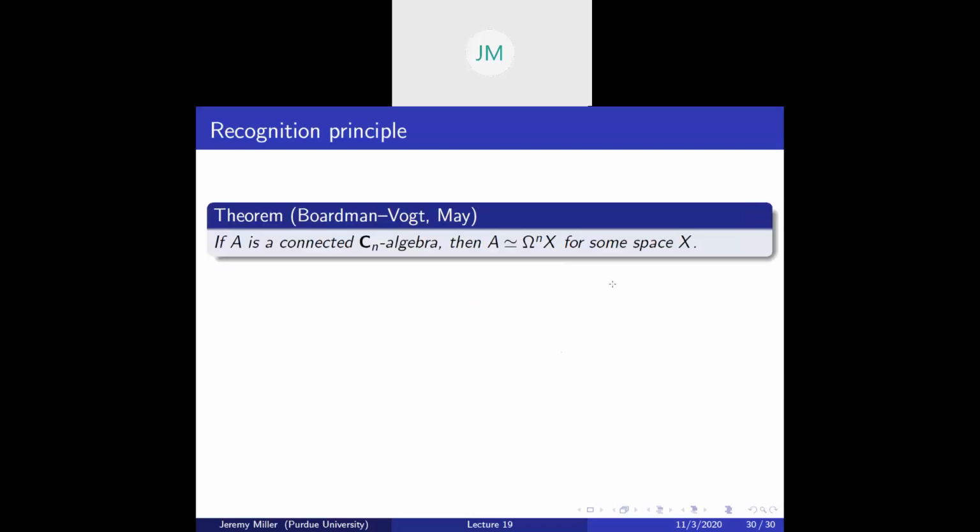Okay, so there's a theorem of Peter May, and Boardman and Bott, that, so the theorem that we're going to prove, and this was proven first, says that if A is a connected CN algebra, then A is homotopy equivalent to a loop space.